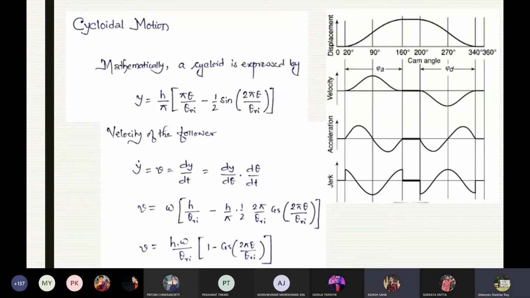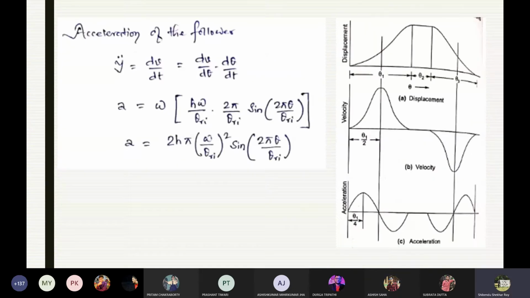Yes sir, it is correct. Correct? Yes sir. So next is the acceleration. The velocity equation, again you time differentiate it, you will get the acceleration equation dv dt.